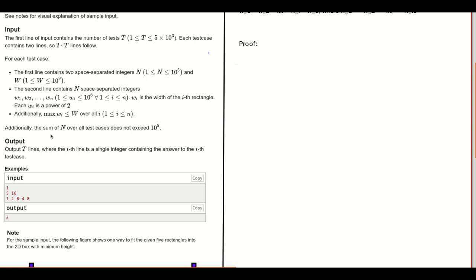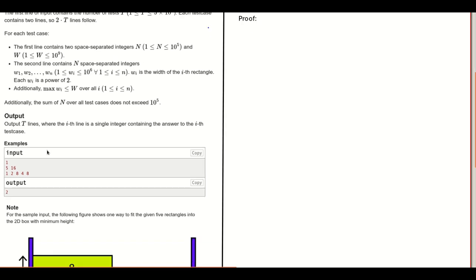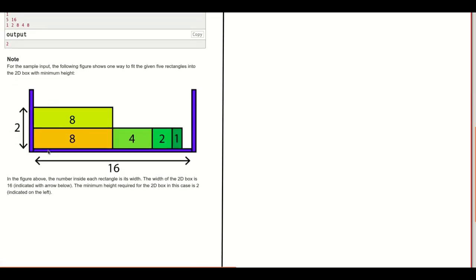For output, for each test case you have to output a single integer, the smallest height of the box that can fit all the rectangles. Let's look at a sample input. We are given one test case with 5 rectangles, whose widths are 1, 2, 8, 4 and 8, and the width of the box is 16.